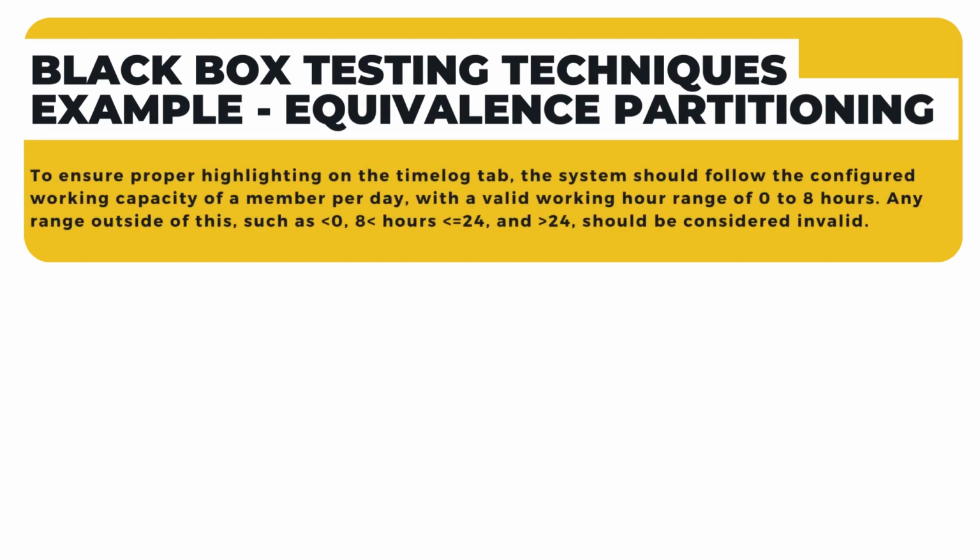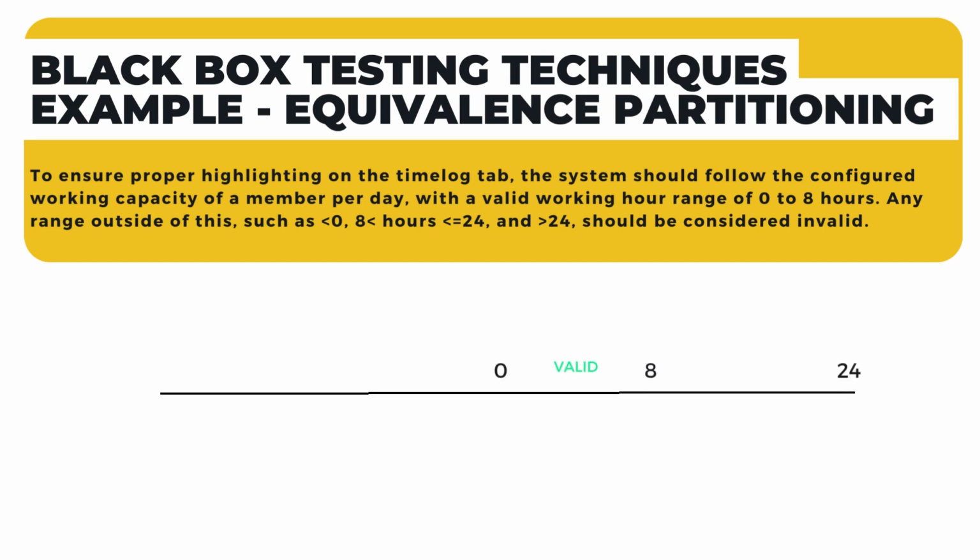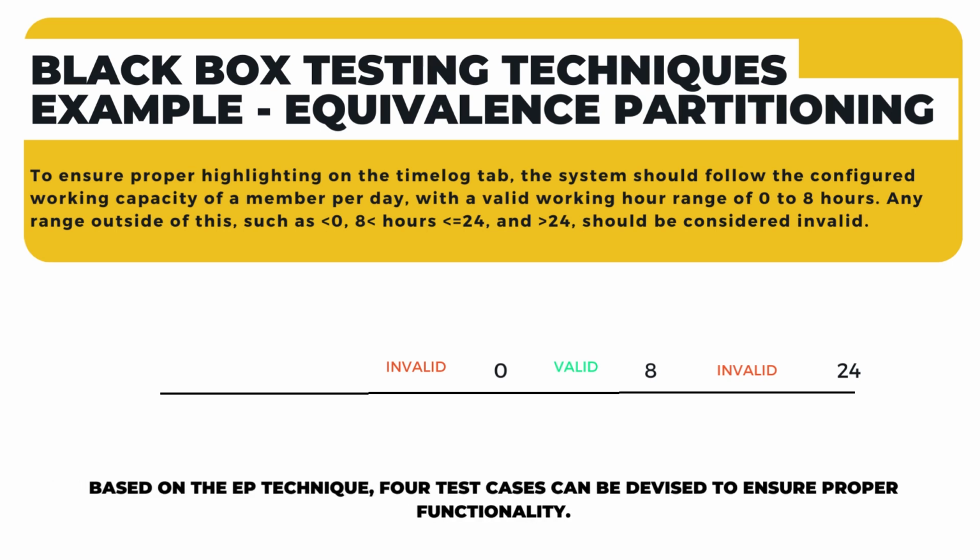Okay, let's start with the first example of the equivalence partitioning technique. On a timesheet, a day should be highlighted with color red when a member works more than his working capacity per day. Say his configured setting is 8 hours per day. On this, we've got the valid working hour range from 0 to 8. Invalid ranges could be less than 0, from 8 to 24, and greater than 24. So based on the idea of the equivalence partitioning technique, we can devise 4 test cases in total.